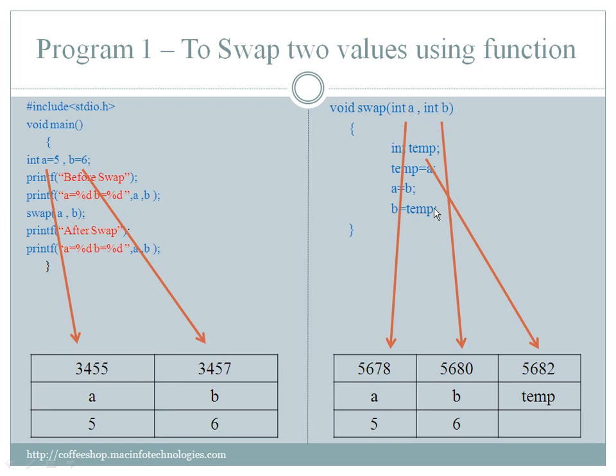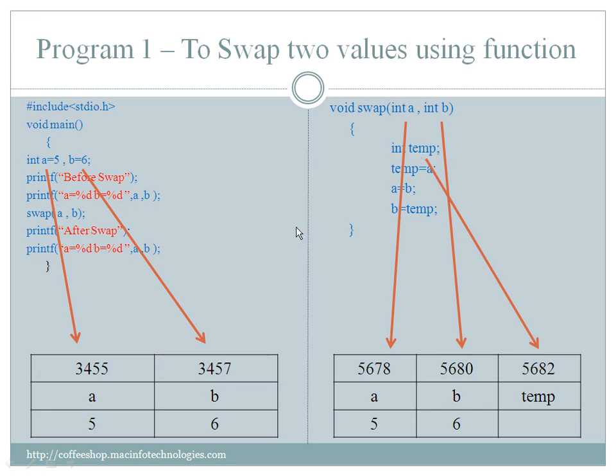So a and b are now 5 and 6, and these a and b are different from those a and b. You can see the address of this a is 3455 and the address of that a is 5678. The address of this b is 3457, the address of that b is 5680. So we declare a variable temp. You can give any name here, but I've given temp because it's a temporary variable used for swapping. When we declare this, it will be allocated memory location 5682, and temp occupies 5682 and 5683 because it's also an integer of 2 bytes. That is, in a 16-bit compiler, an integer occupies 2 bytes of space. So now it has nothing inside it.